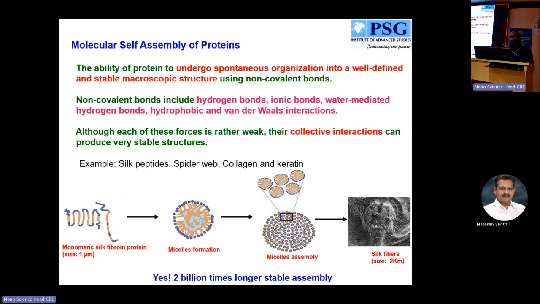And what is the strength of this? They say that it's 2 billion times longer stable assembly. That means how strong it is. That's why silk is being used in sutures. Now if a wound happens, nowadays it is silk suturing. It degrades by itself. So why is this happening? Because of the strength it has from the molecular self-assembly. So molecular assembly gives you that strength.